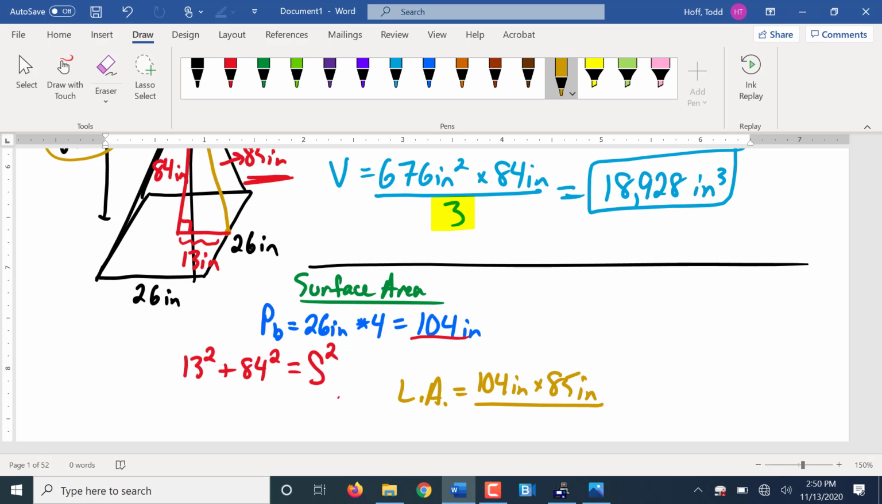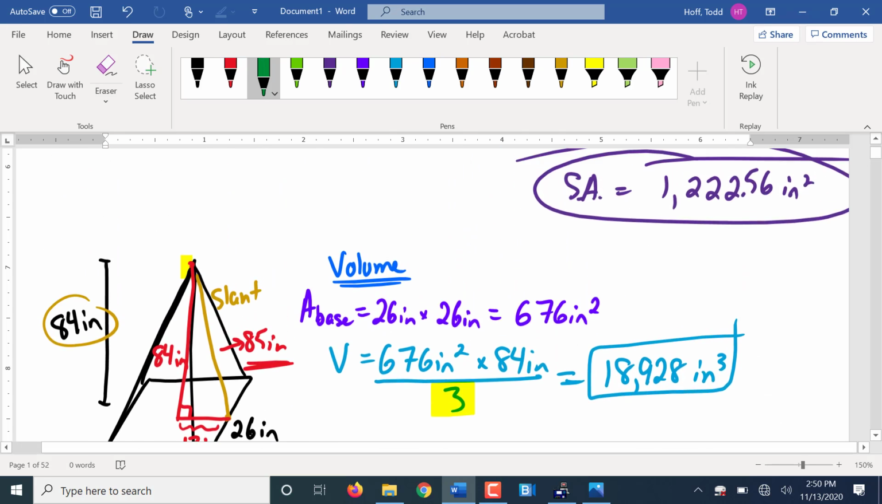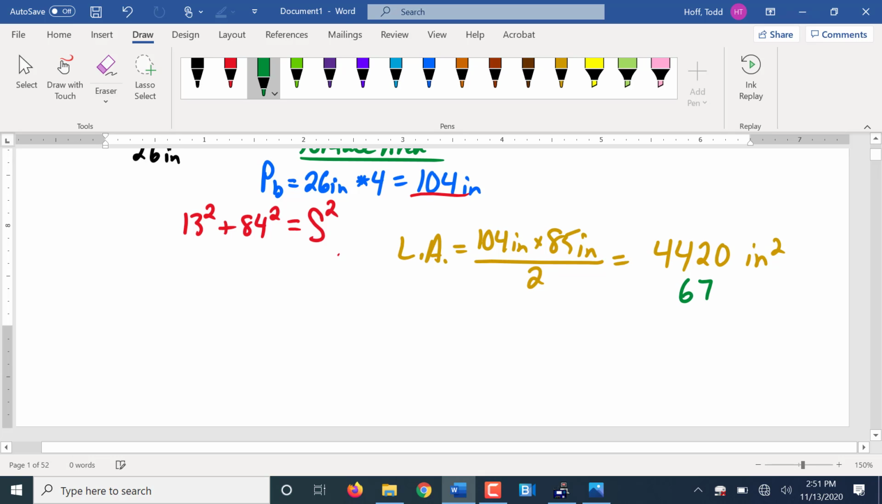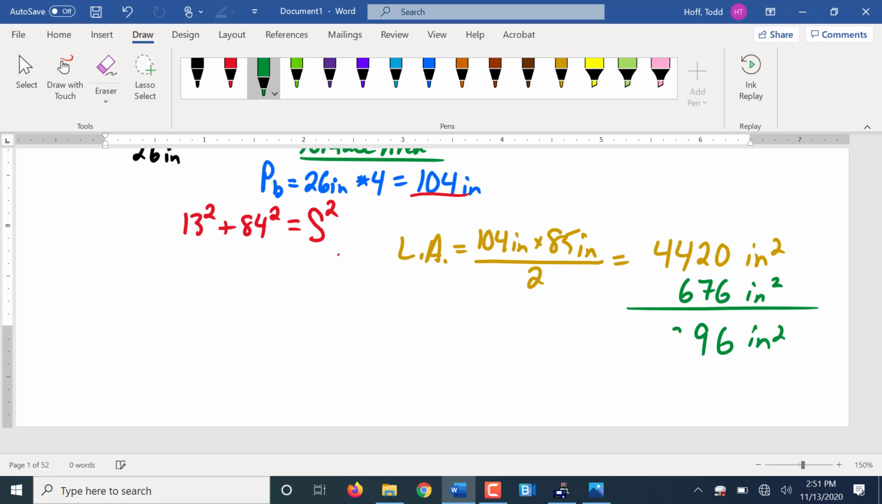Now here's where we have to divide by 2 because if we rolled that out, it wouldn't be a rectangle anymore, it'd be a series of triangles. So 104 times 85 divided by 2 gives us 4 what? 4420 inches squared. So that's our lateral area. What do we have to add to that to finish this off? Yeah, 676. And we only have to do it once because there's only one base here. So we had a surface area of 5,096 square inches.